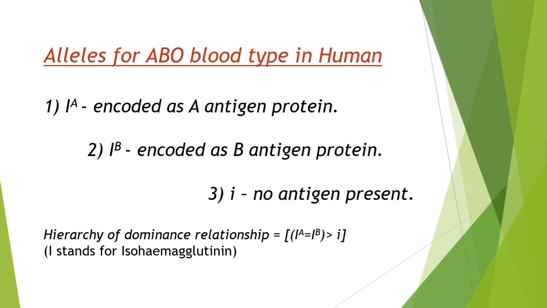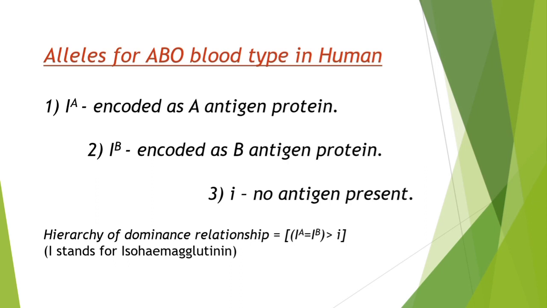So now let's discuss the ABO blood type in humans and the alleles present in it. There are basically three kinds of alleles present for the expression of the blood type in humans. Number one is capital IA, the second one is capital IB and the third one is small i. The capital IA encodes A antigen, the capital IB encodes B antigen, the small i encodes no antigen.